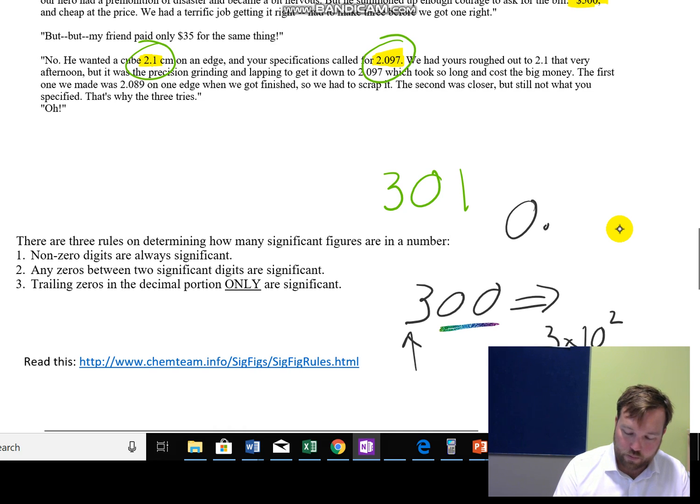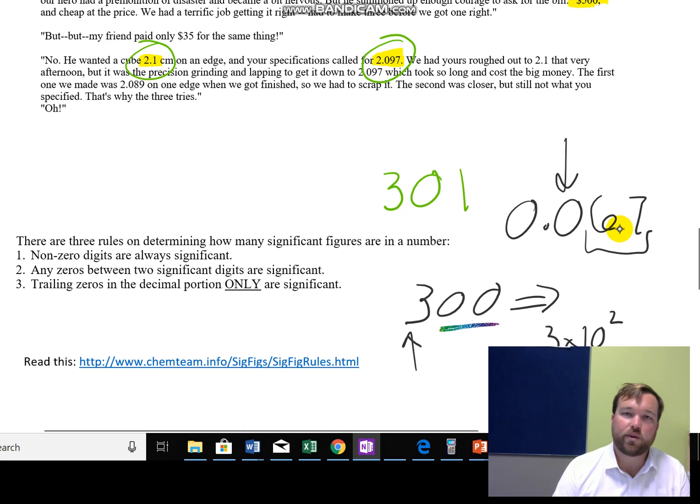Same as 0.067. That has 2 significant figures. It's those 2. This is a placeholder. The placeholder zeros are just giving us an idea of the magnitude of the number, almost like units, really. But they don't give us an implied level of accuracy, so they're not counted as significant figures.